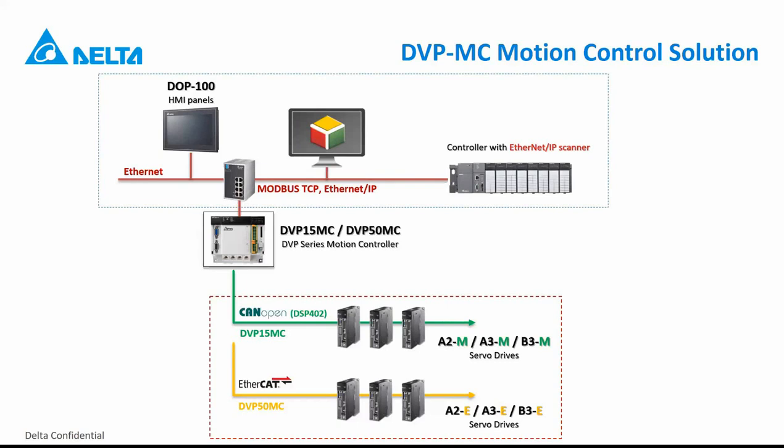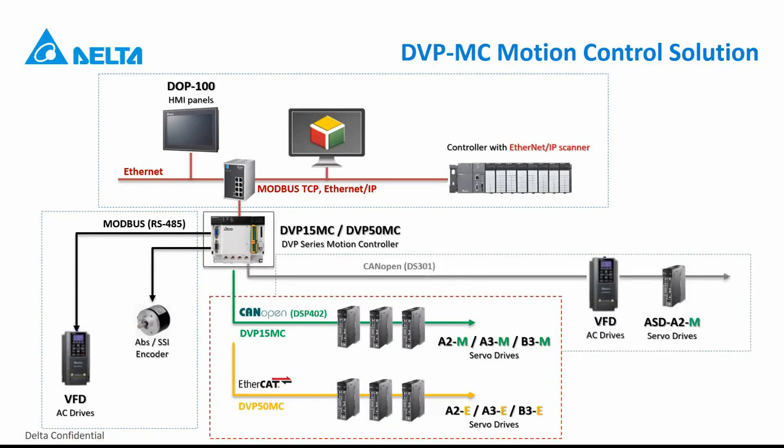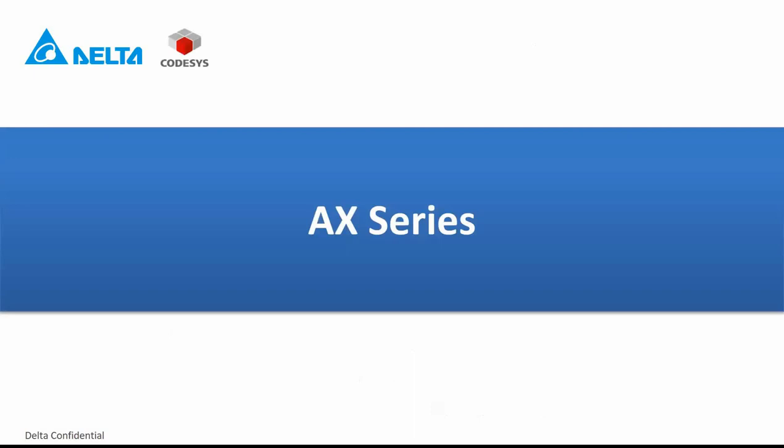For the field devices, CANopen or EtherCAT. For the upper layer, Ethernet-based communication. On the other hand, you can also get some feedback from the VFD, or some feedback from the encoder. And we said that there is a standard CANopen port. With this CANopen port, you can communicate with VFD or other servo devices. So that was the DVP series motion control solution.